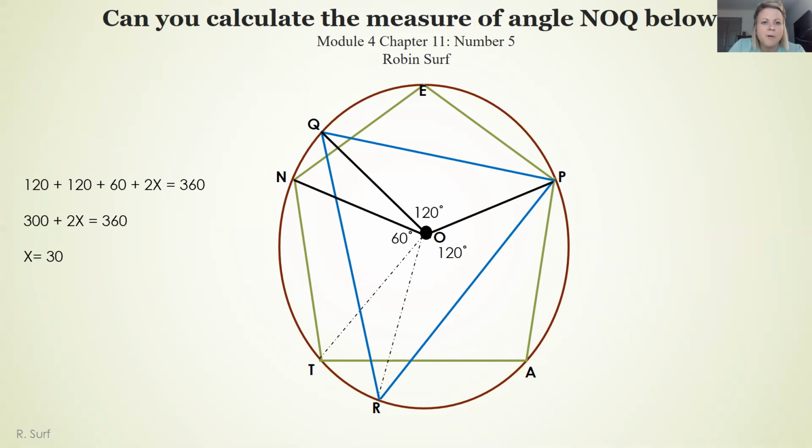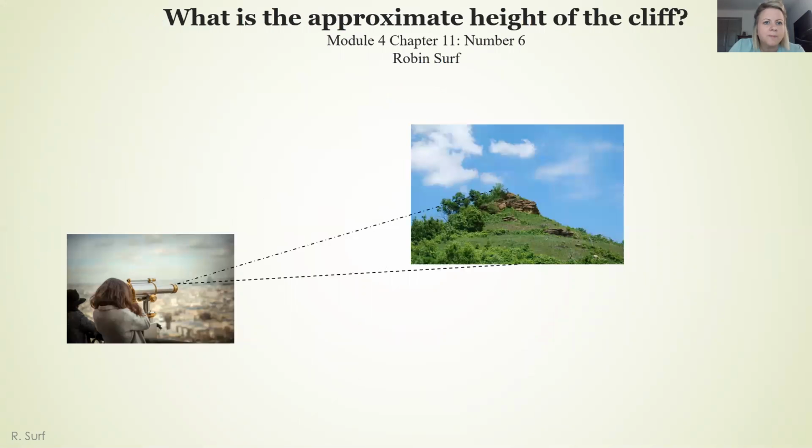Let's go ahead and move on to question number 6. What is the approximate height of the cliff? So let's take a look. I have a picture of the cliff. The problem states that by holding a ruler 2 feet in front of her eyes, and I have a picture to the left, Jenny sees that the top and the bottom points of the vertical cliff line up with marks separated by 1.5 inches. She is also about a quarter mile from the cliff.